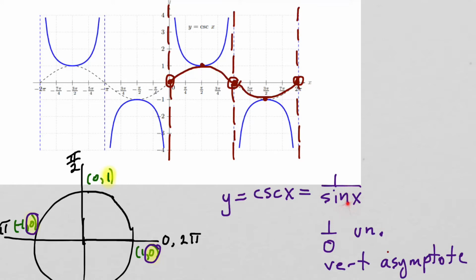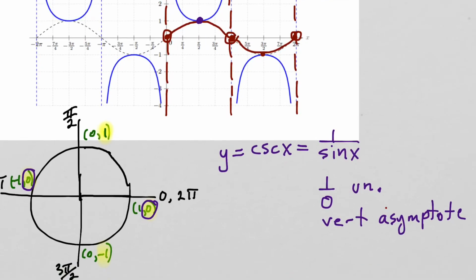So they share a dot. So they share a dot right here. So they both have that dot on the graph. So we use that to help us know where to start this function, the blue graph. All right, and then we also have a shared dot down here at 3 pi over 2. When the sine is negative 1, then 1 over negative 1 is also negative 1. So the sine is negative 1, and the cosecant is negative 1. So we have a shared dot right here.